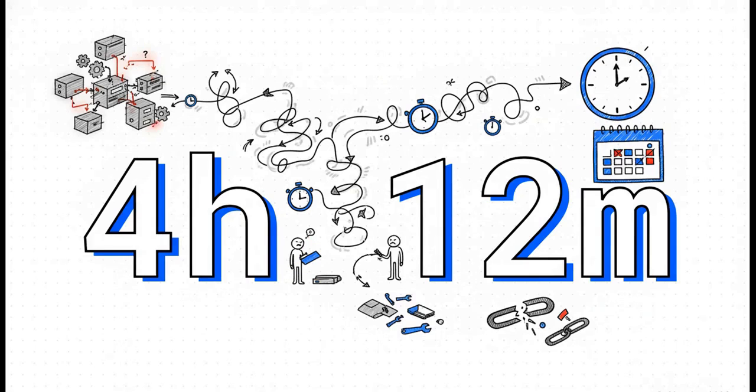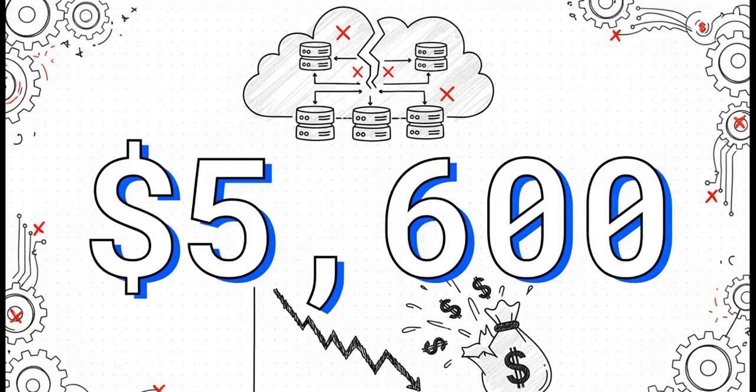And look, this isn't just about feeling frustrated. Check out this number, 4 hours and 12 minutes. That's the average time it takes to resolve a single issue in Kubernetes. Think about that. That is a massive chunk of an engineer's day just gone, spent troubleshooting instead of actually building cool stuff.